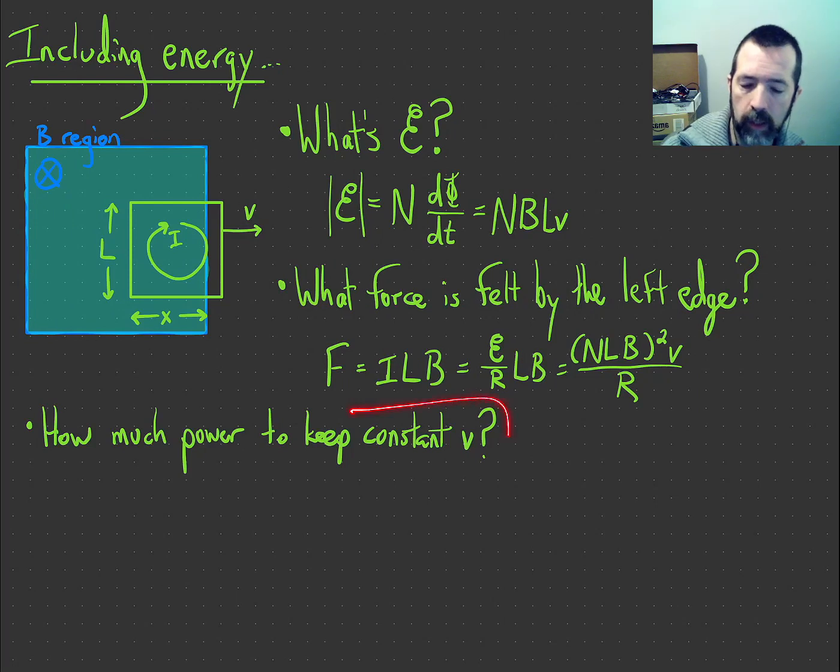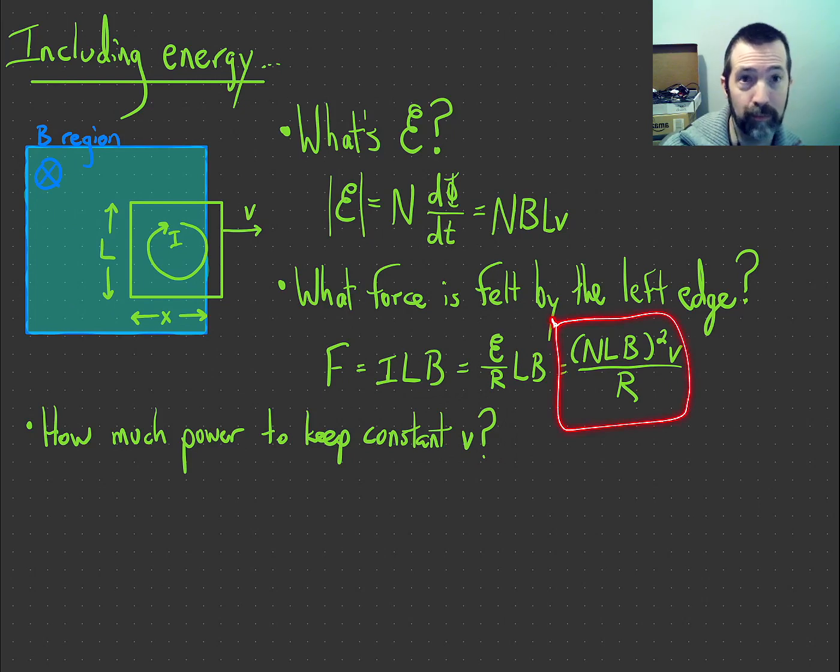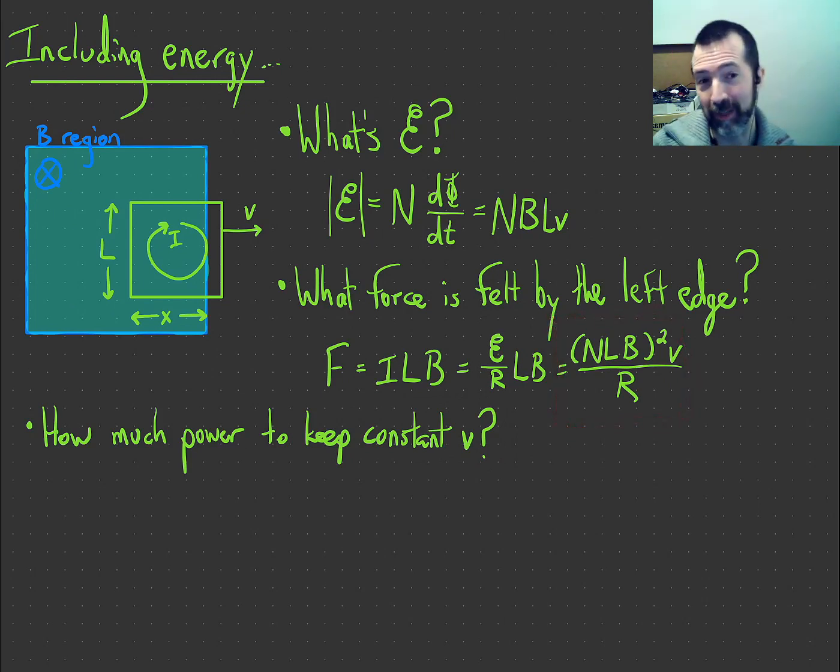So if I want to keep that velocity constant, I have to also pull. I have to continue to pull, and I'd have to pull with that much force. That's the strength of the magnetic force. I want the net force to be 0. So that means I have to pull at that strength.